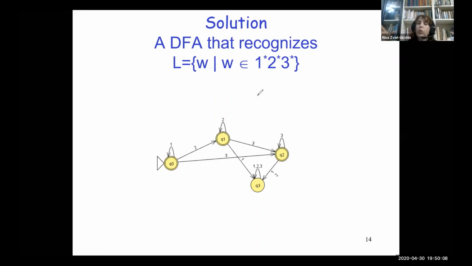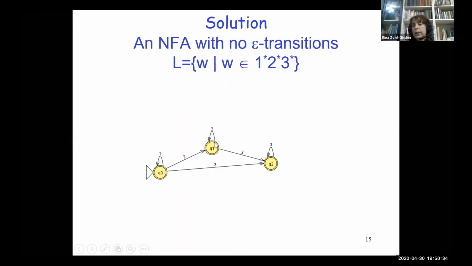The idea of what to accept is actually the states Q0, Q1, Q2. Here I have the definition: the loop of ones, afterwards the loop of twos, and the loop of threes. What I don't need is the state Q3. So basically the solution for building an NFA without epsilon transitions is just to delete the trap state. That's it.